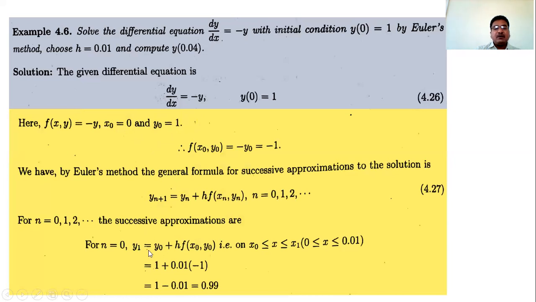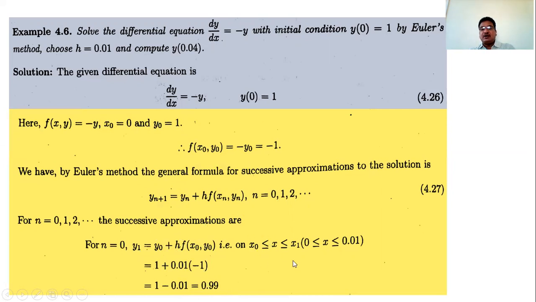So what is y1? y1 means the value at 0.01. Write the general formula first, Euler's general formula: y(n+1) is equal to yn plus h f(xn, yn), n runs from 0, 1, 2, 3. Substitute n equal to 0: y1 is equal to y0 plus h f(x0, y0). Substitute the values: y0 is 1, x0 is 0, h is 0.01. Then find the answer. This is the value of y at 0.01.